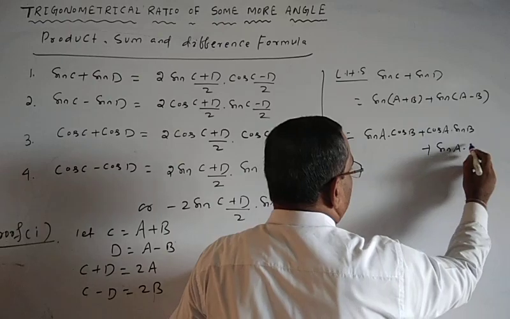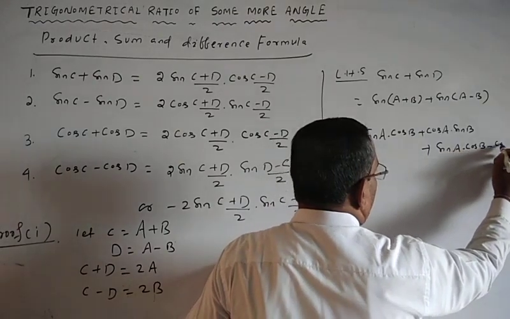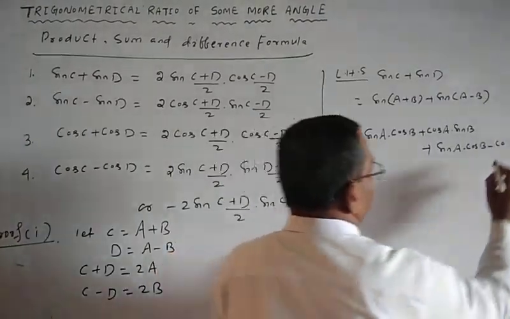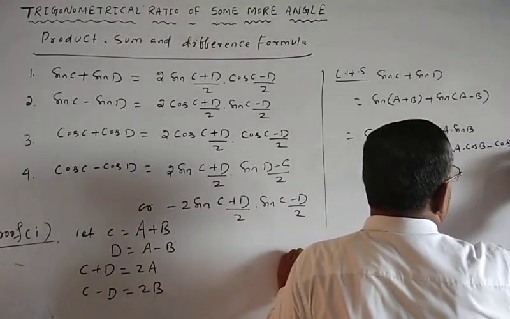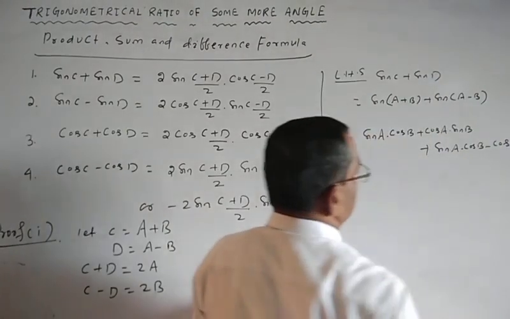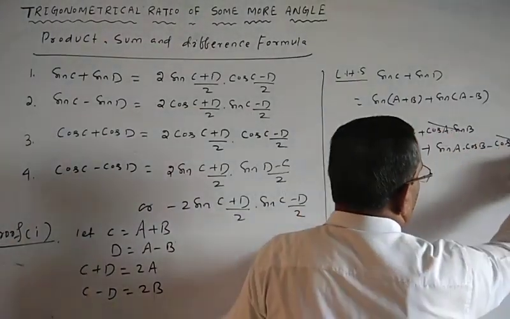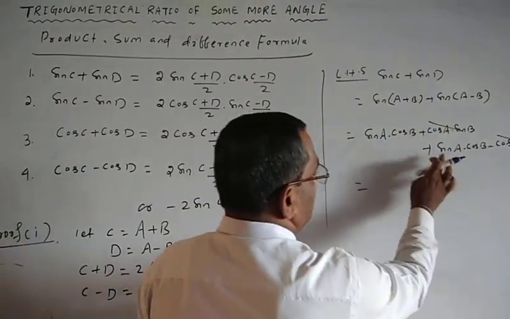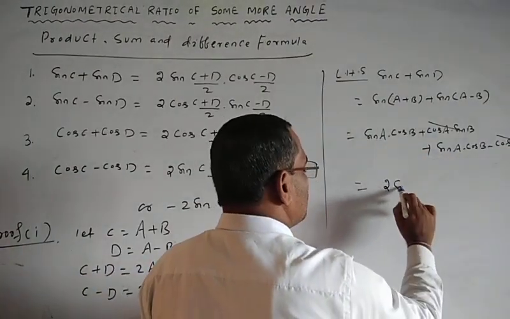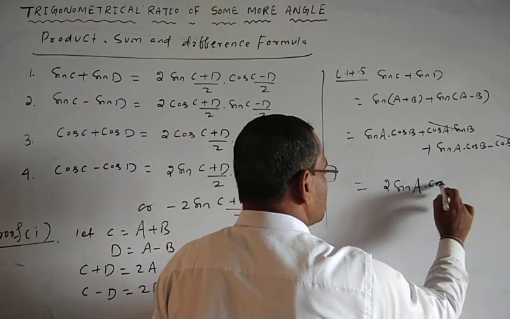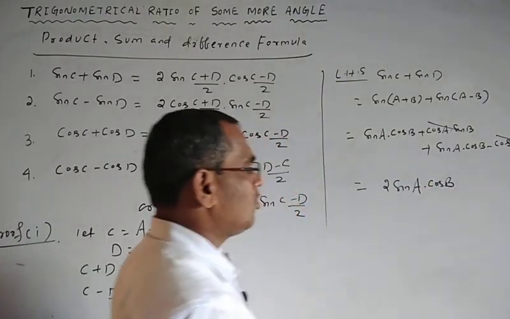Sin A into cos B minus cos A into sin B. Minus cos A into sin B, so plus cos A sin B minus cos A sin B both are cancelled. So sin A cos B here plus sin A cos B, this is the 2 sin A into cos B.